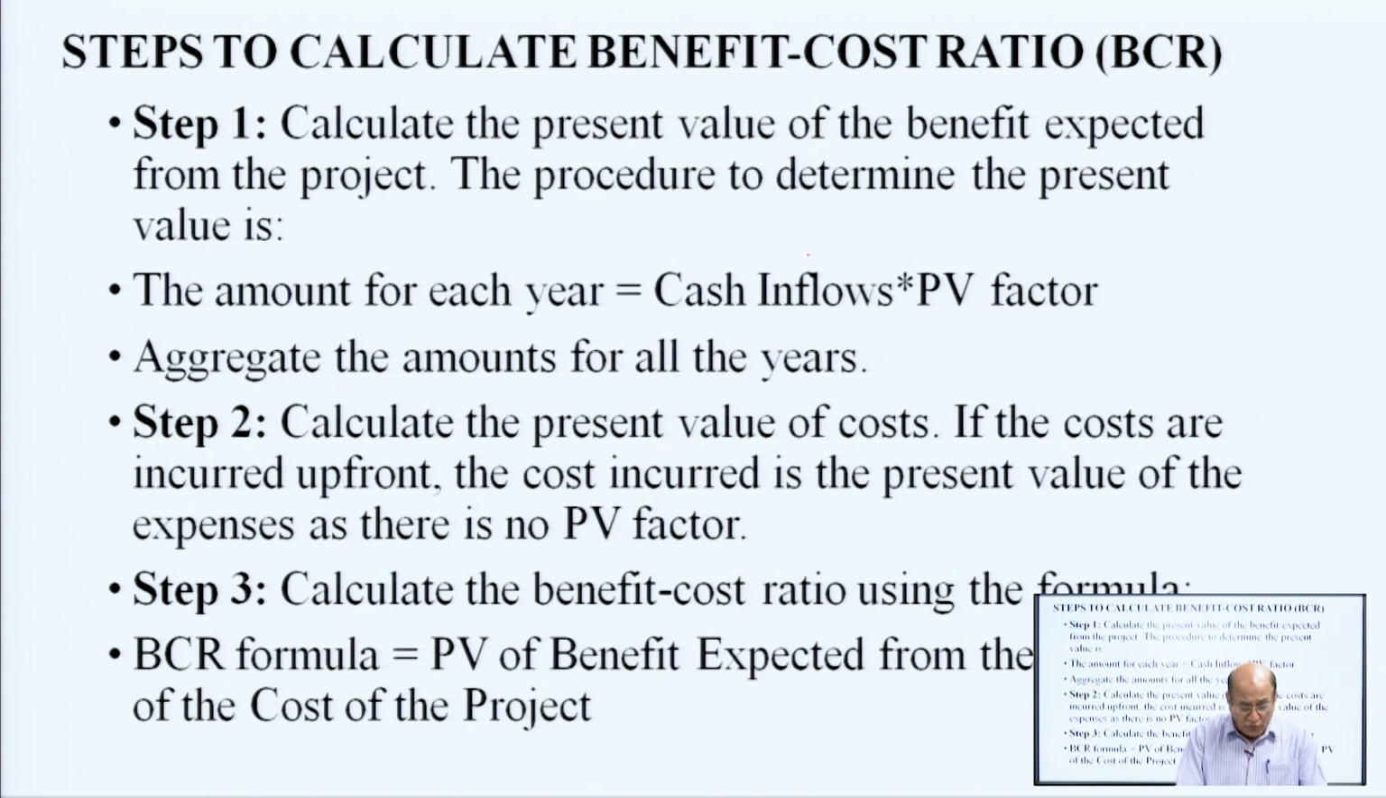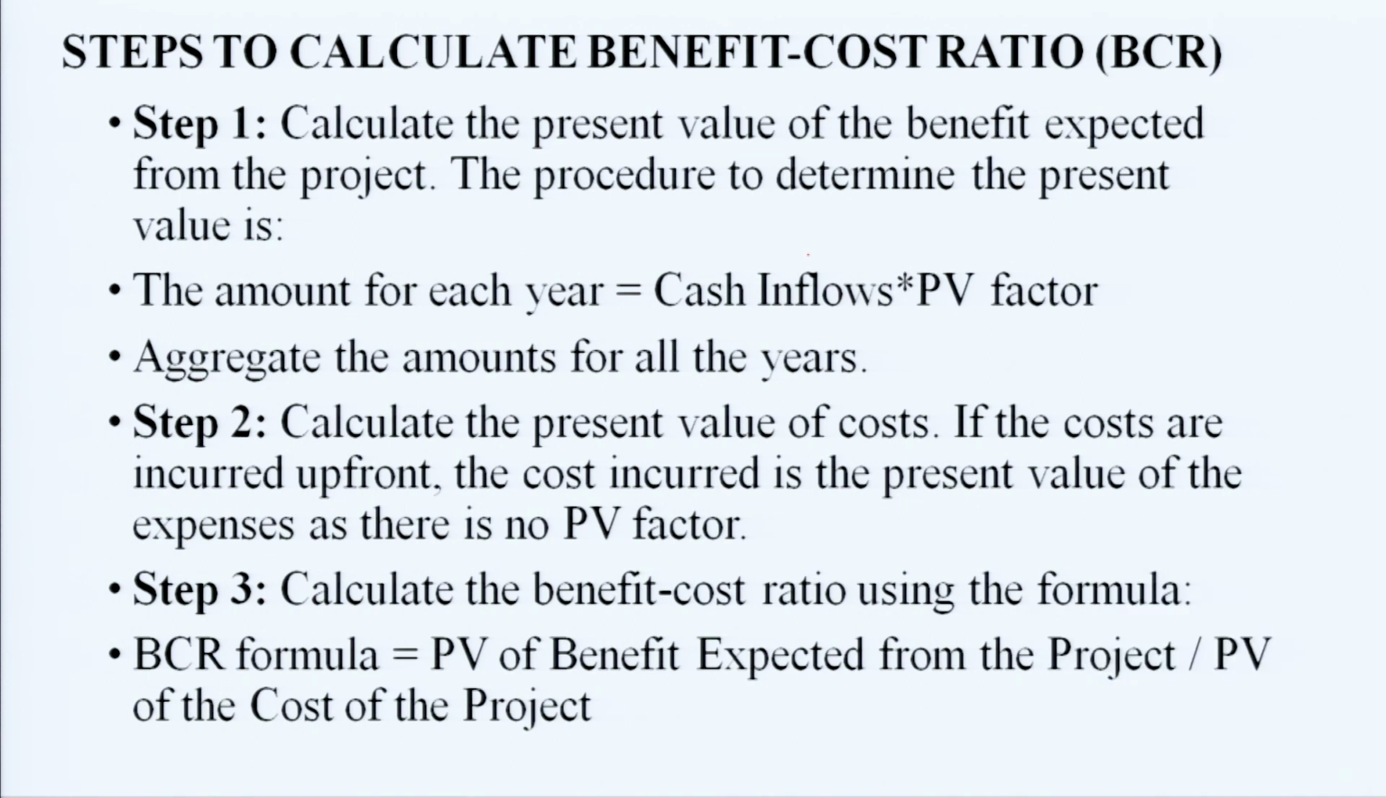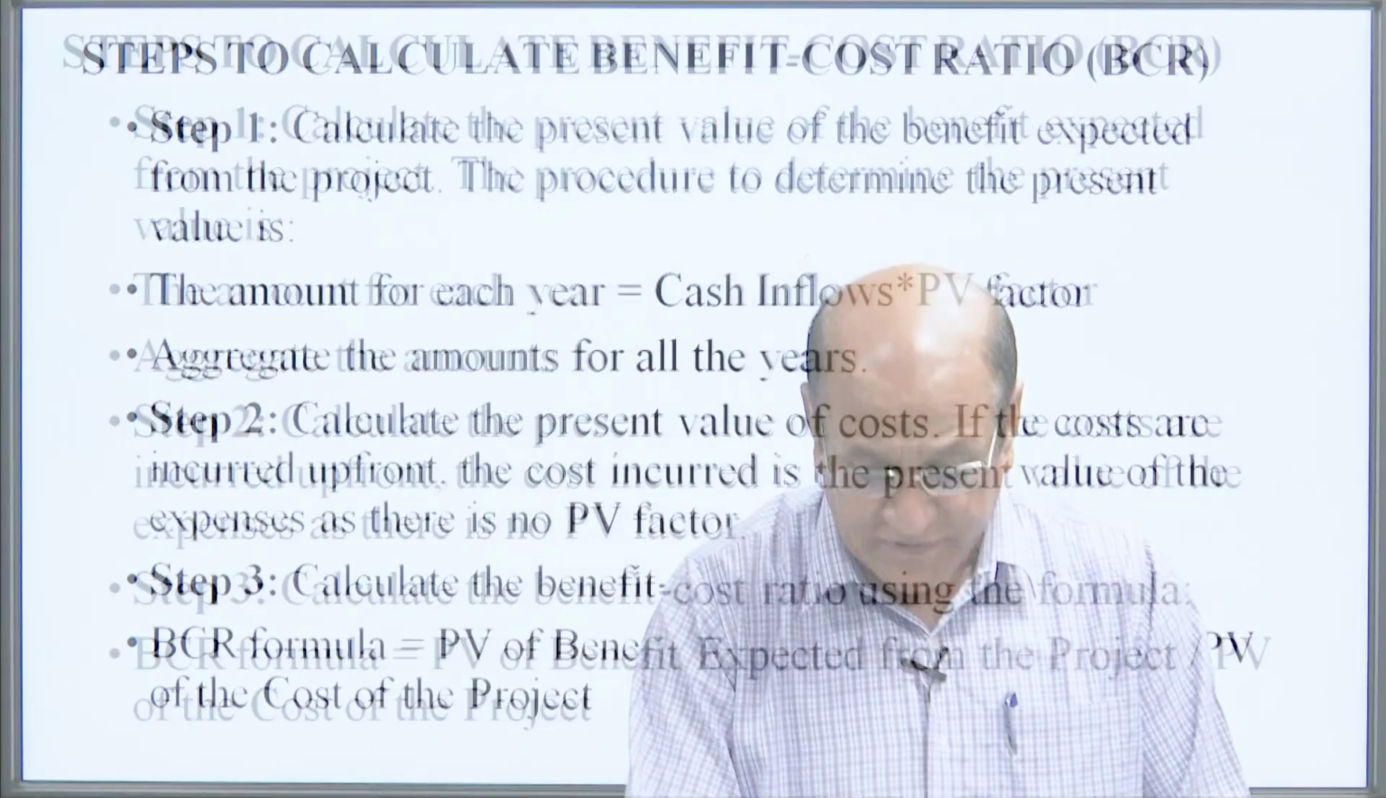Step 2, calculate the present value of the cost. If the costs are incurred up front, the cost incurred is the present value of the expenses, as there are no PV factors. Step 3, calculate the benefit cost ratio using the formula. BCR formula: present value of the benefit expected from the project divided by the present value of the cost of the project.